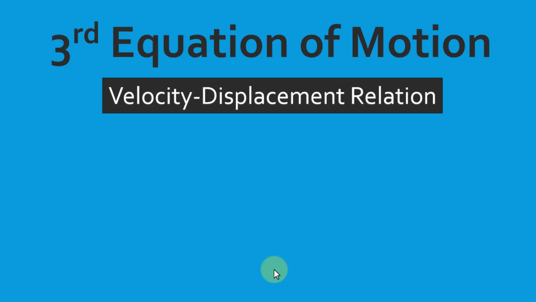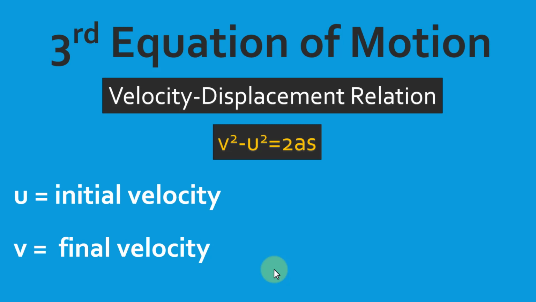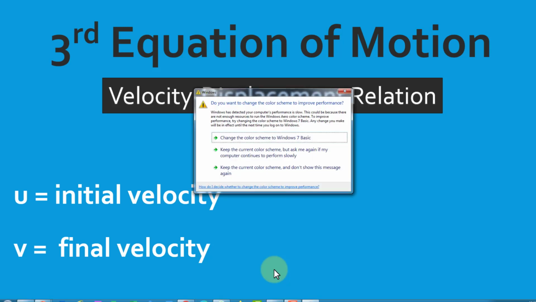It brings the relation between velocity and displacement, that is V square minus U square equal to 2AS. What is U? Initial velocity. When a body starts moving, the velocity of the body is called initial velocity. V is final velocity. When the body has moved for a particular time, the last velocity of the body, the present velocity of the body, is the final velocity.